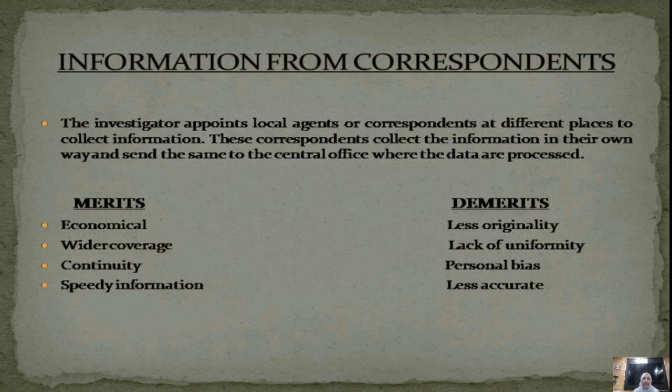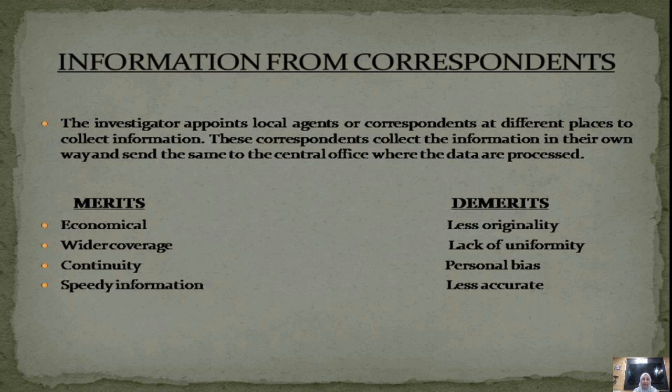The third method is that of information from correspondence. The investigator appoints local agents or correspondents at different places to collect information. These correspondents collect the information in their own way and send it to the central office where the data are processed.